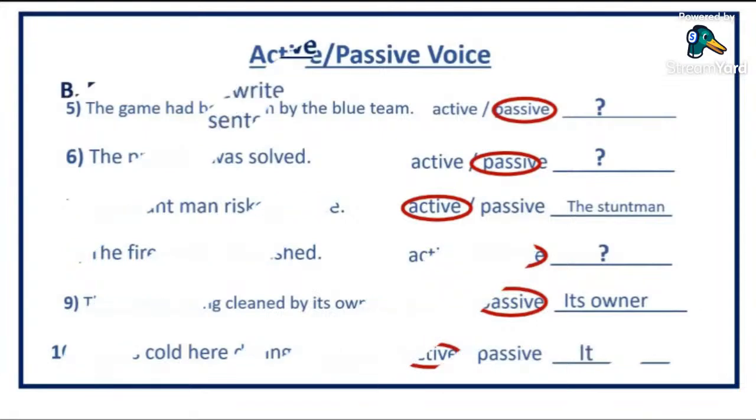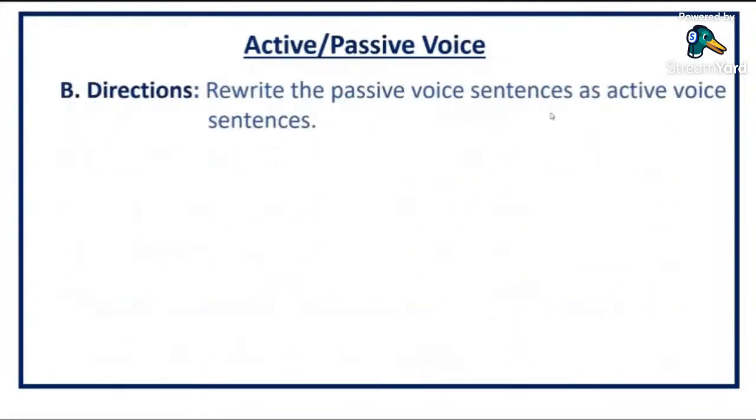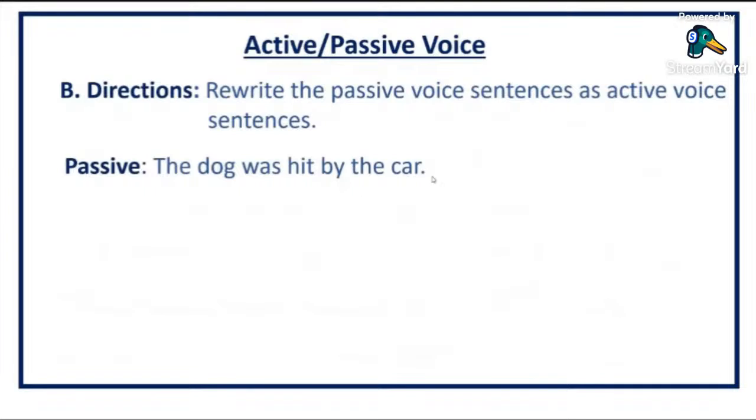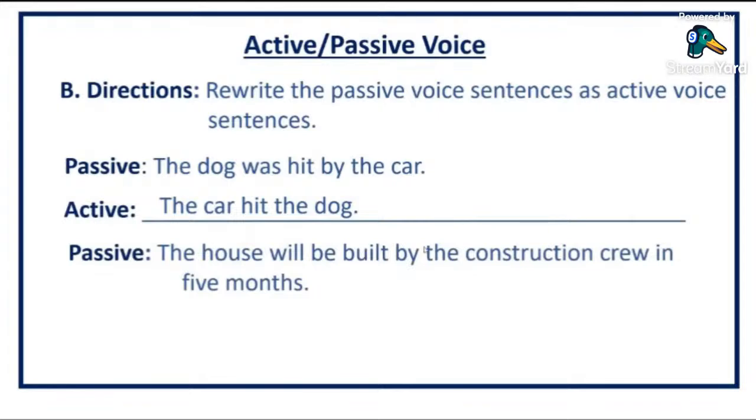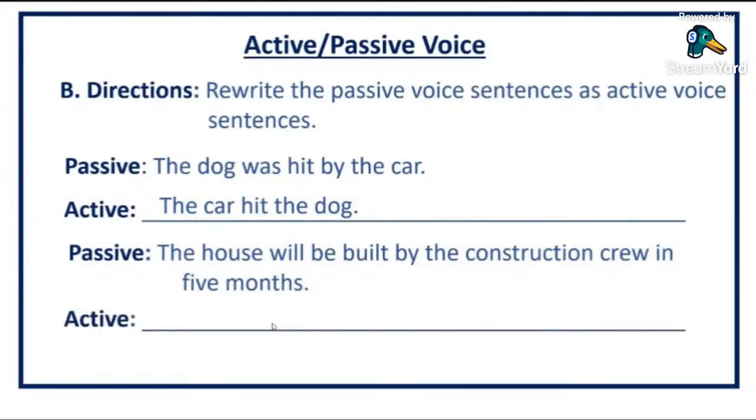And it B. Directions. Rewrite the passive voice sentences as active voice sentences. Passive. The dog was hit by the car. Active. The car hit the dog. The house will be built by the construction crew in 5 months. Active. The construction crew will build the house in 5 months.